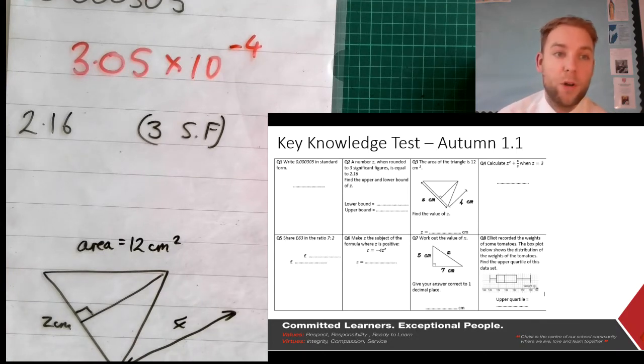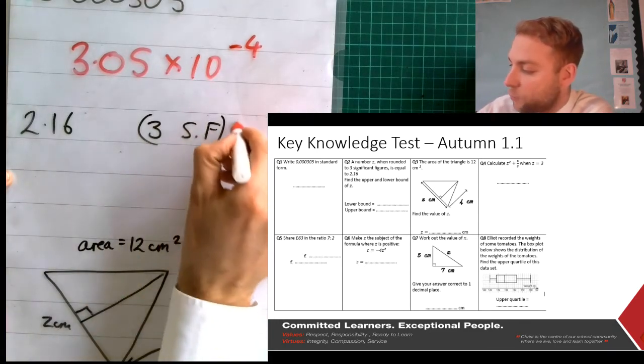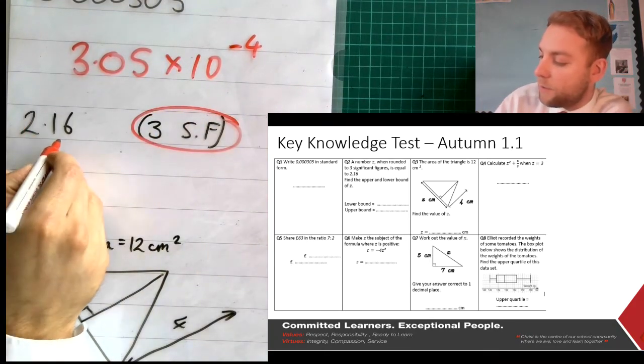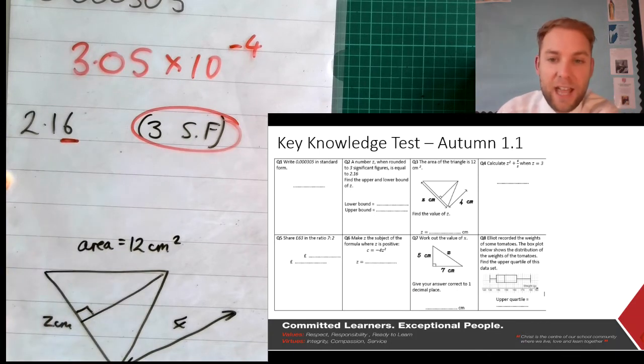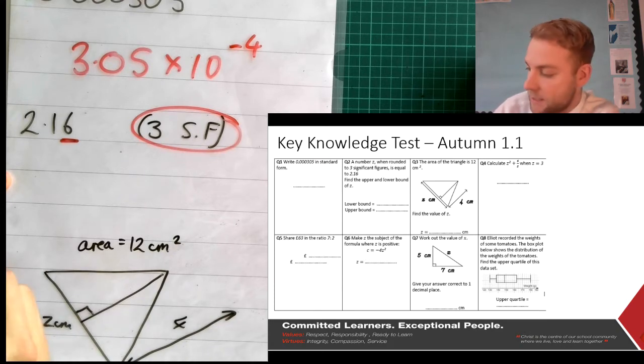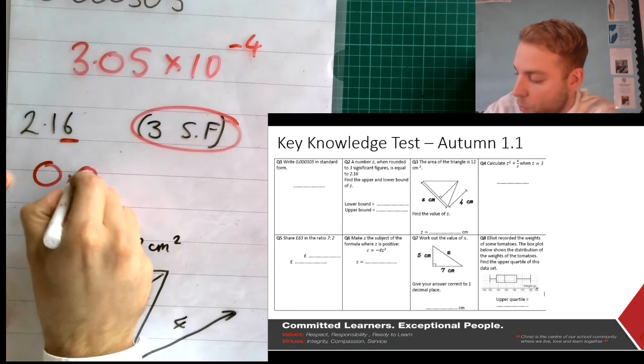Next one says the upper and lower bounds for 3 significant figures. Well, to find the upper and lower bounds, we halve our accuracy, add and subtract it. So our accuracy here is my third significant figure. So where does my third significant figure appear? Well, it's actually here, isn't it? Which is going to be my second decimal place. So you've got to use the unit value for that. So it's going to be 0.01.